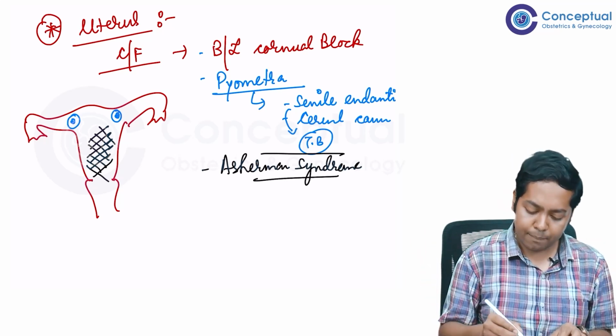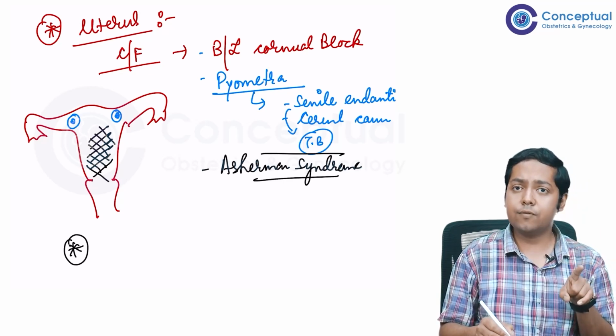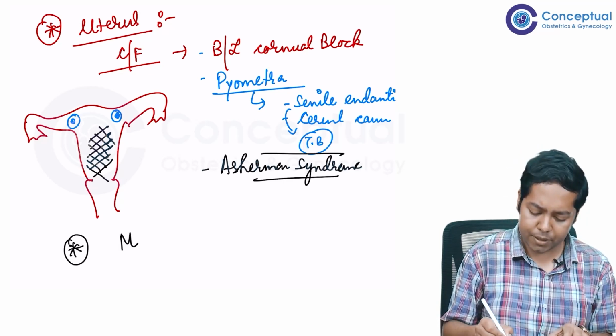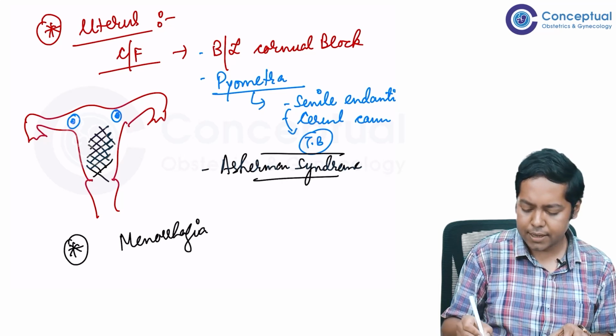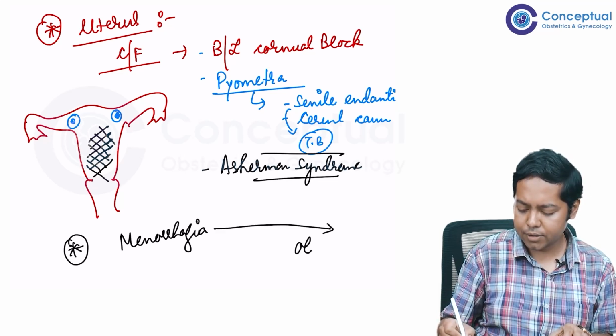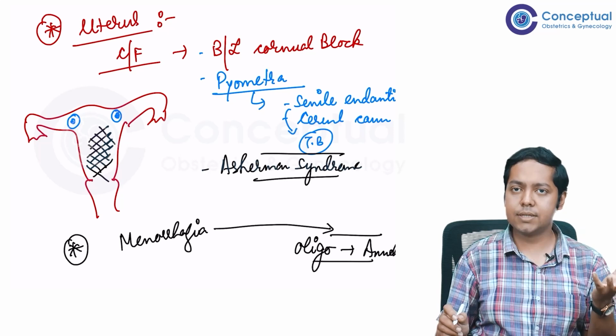Asherman syndrome. But remember one thing, in early phases of uterine or endometrial involvement, the patient will have menorrhagia, which will then, during the later course of time, go to oligomenorrhea or amenorrhea, and the patient will have absence of menses. So these are the features.